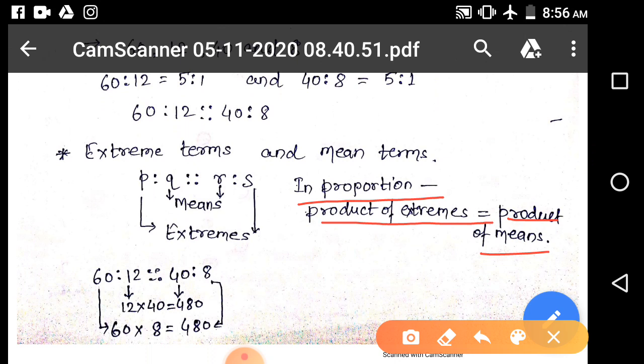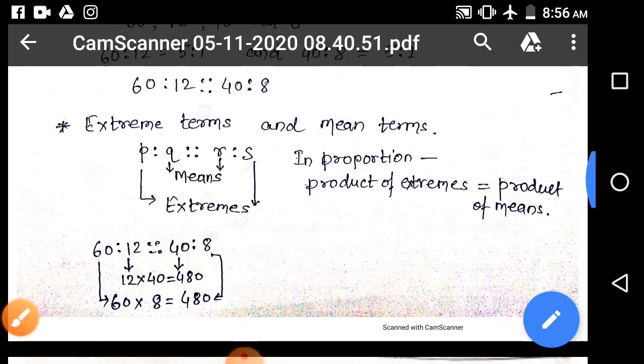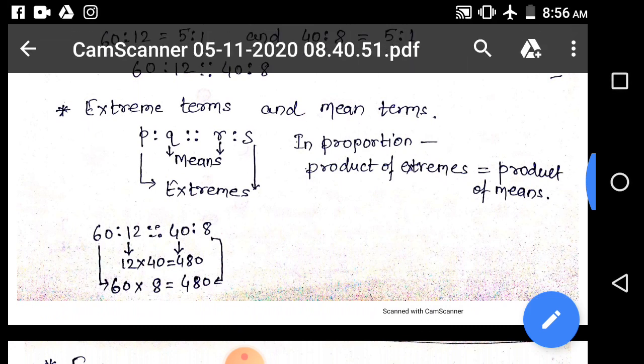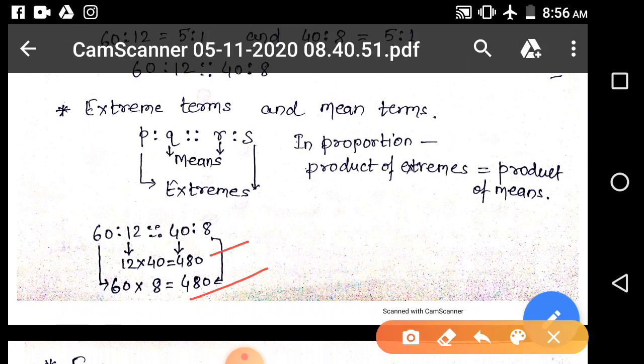See, for example, we have taken 60 is to 12 here and 40 is to 8 here. Now see, the product of the extremes, 60 into 8, is equal to 480. Now you can see the product of means, that is 12 into 40, is equal to 480. See, the products are equal, 480 and 480. This is the product of means and this is the product of extremes. So those are equal. This is the relation when we have a proportion of 4 numbers.